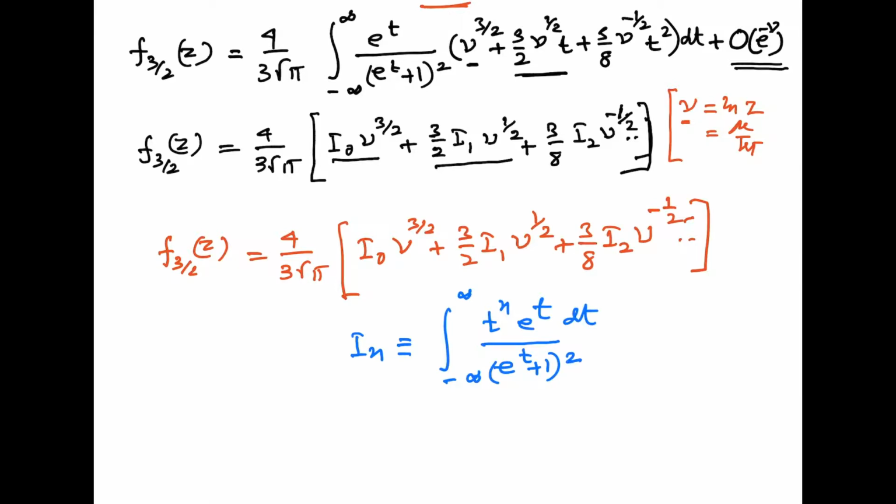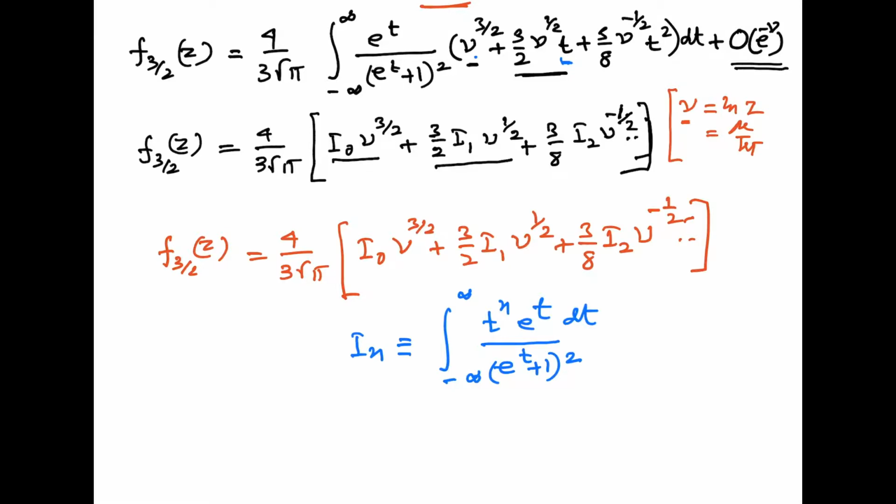You see, when n is 0, t to the power n will be 1, and we have e to the power t dt divided by e to the power t plus 1 whole square. That we get from here, from the first term. Now when n is equal to 1, we get t into e to the power t dt divided by e to the power t plus 1 whole square. That t comes from here.